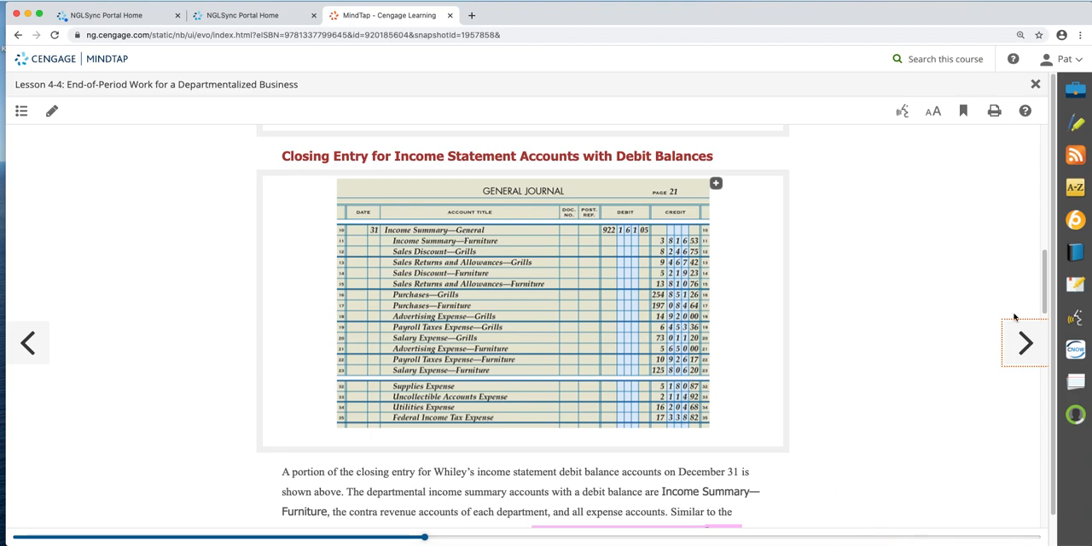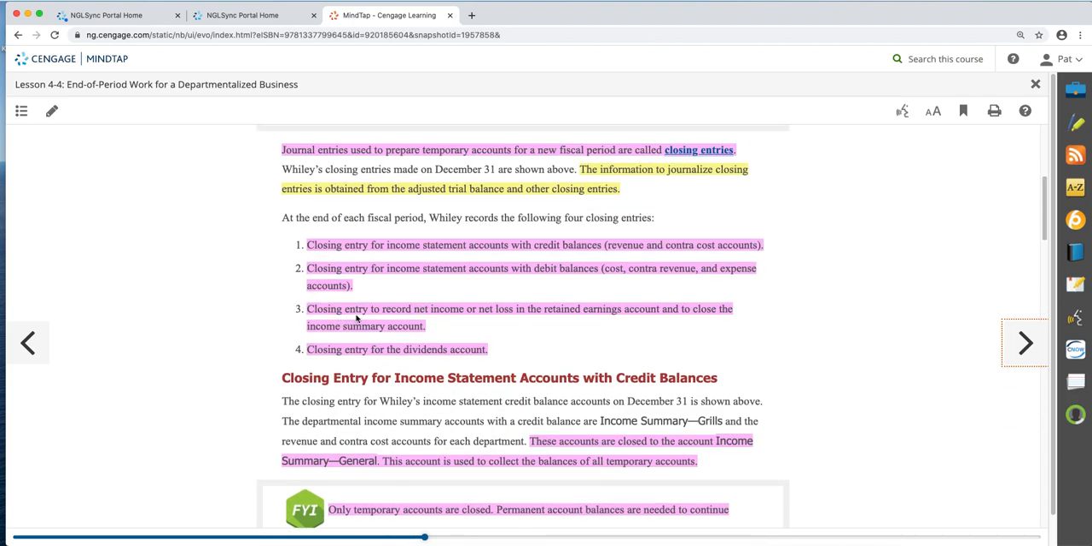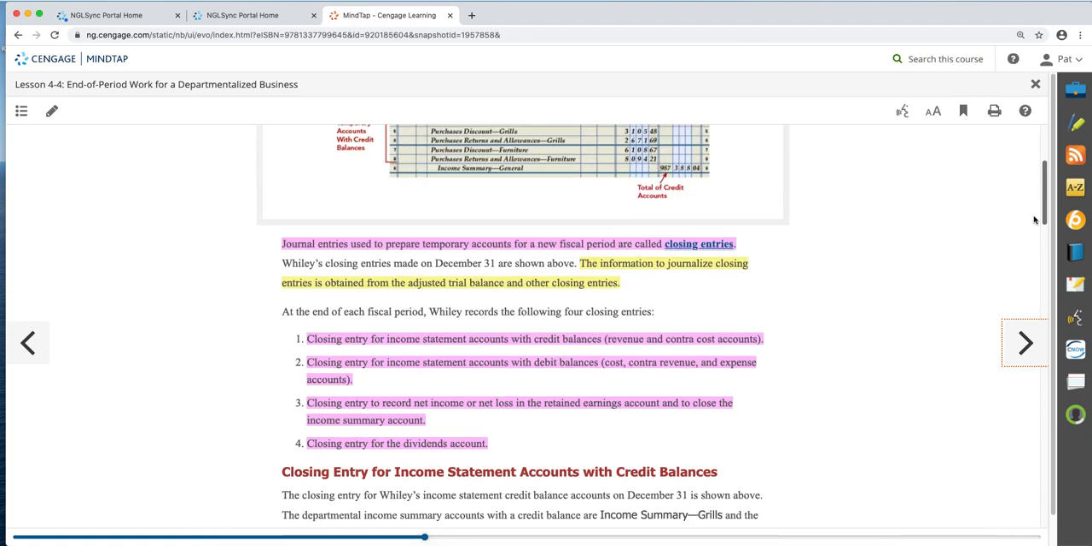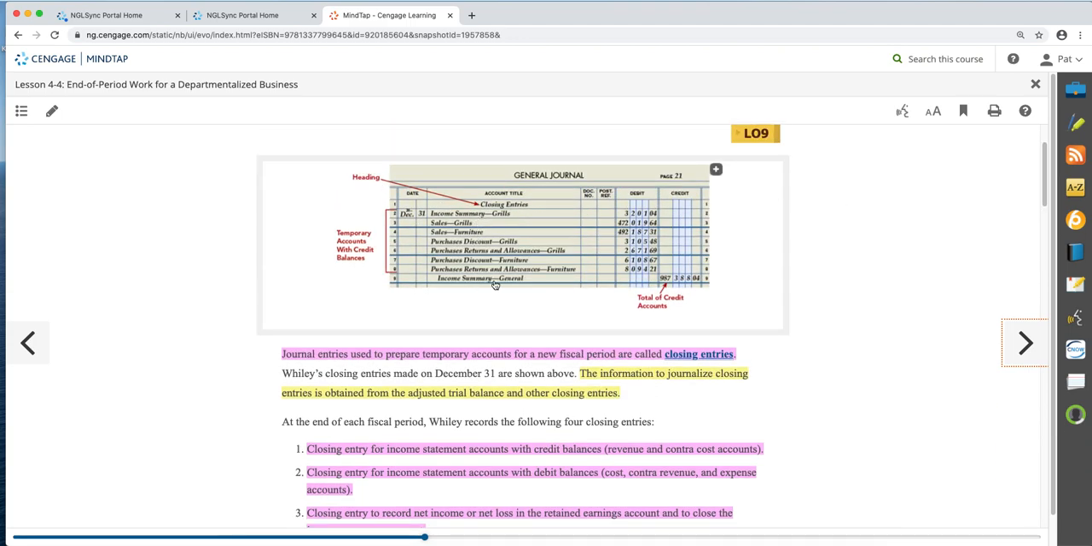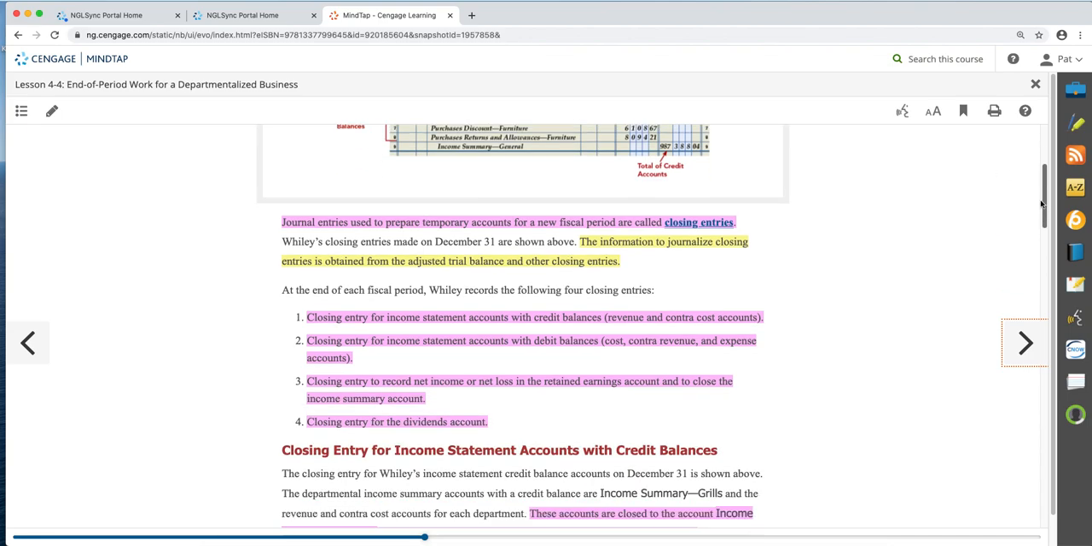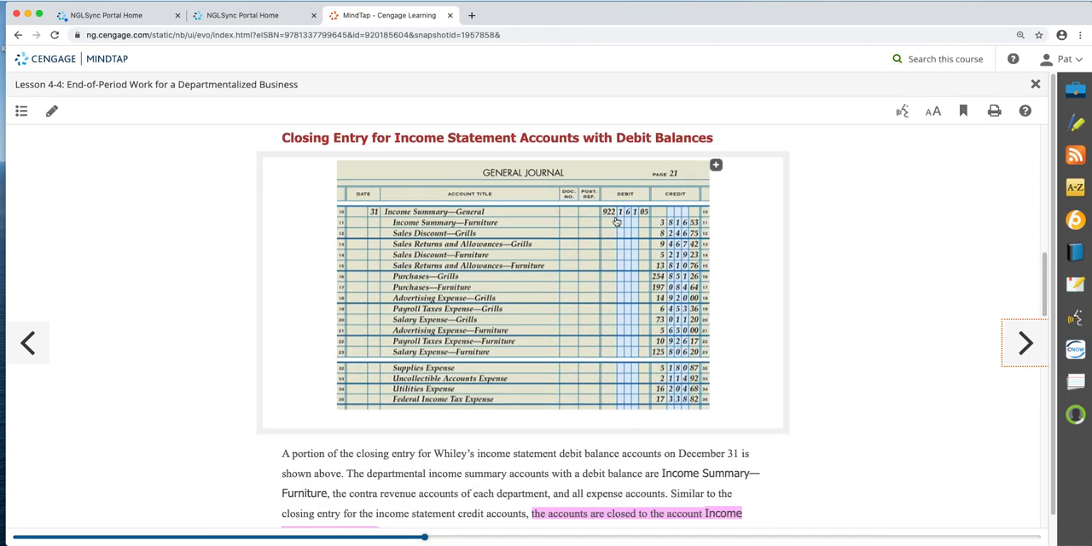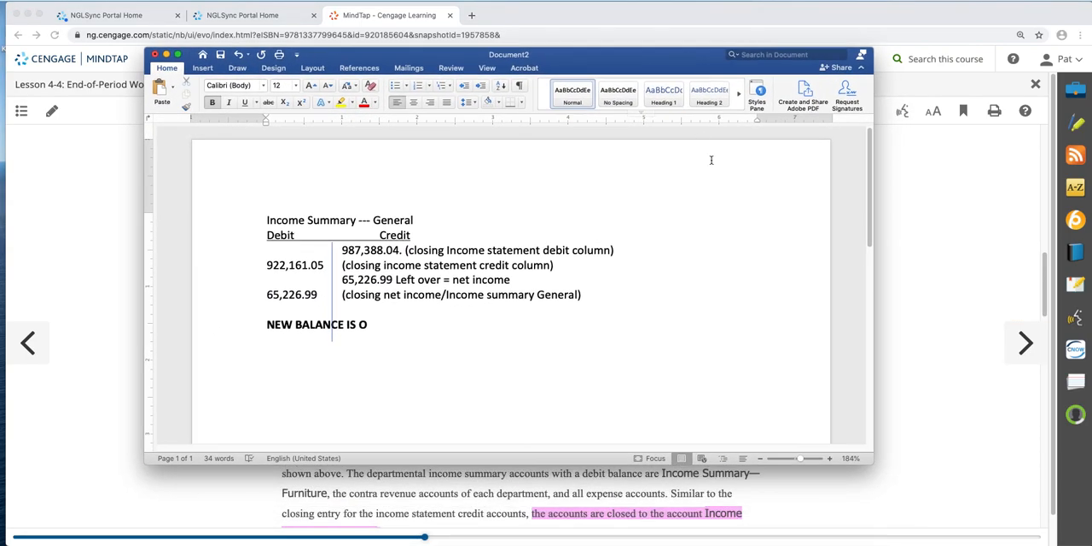Okay. The third transaction then, closing entry, records net income or net loss and retained earnings, and closes income summary general. So we have an income summary general credit of $987,388.04. We have an income summary debit of $922,161. So what I show you here is, closing the income statement debit column, we put it in the credit. Closing the income statement credit column, we put it in the debit.